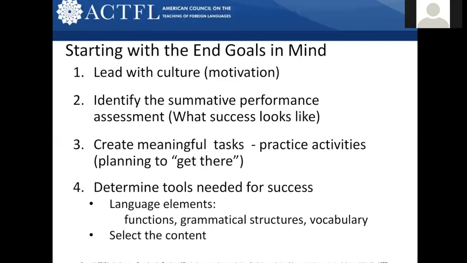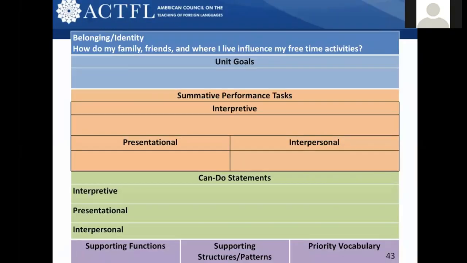What are those language elements? What are the functions? What are the grammatical structures? What is the priority vocabulary? And then in what content? This is a sample template. How do my family, friends, and where I live influence my free time activities? How am I going to know if the students have arrived? What are the summative performance tasks that I would like to have in all three modes?